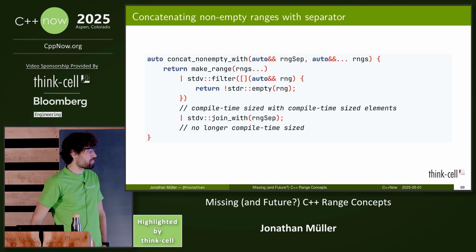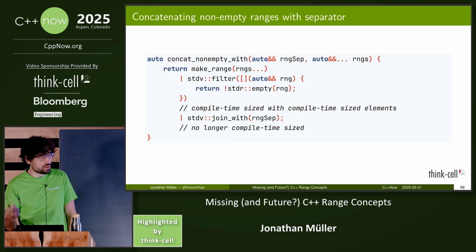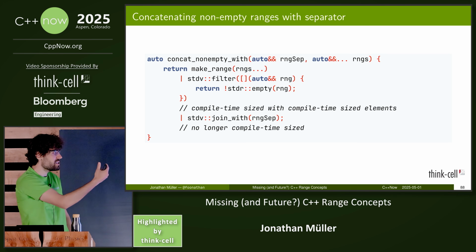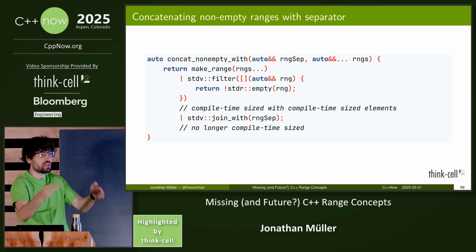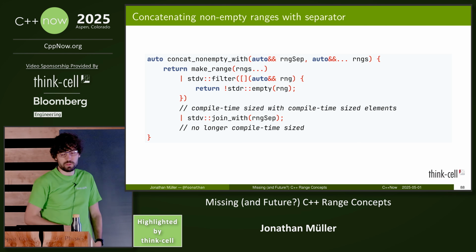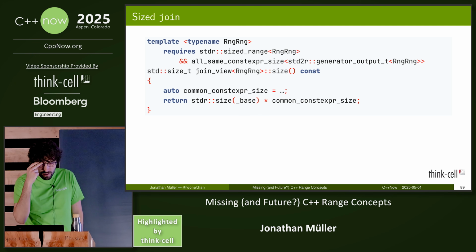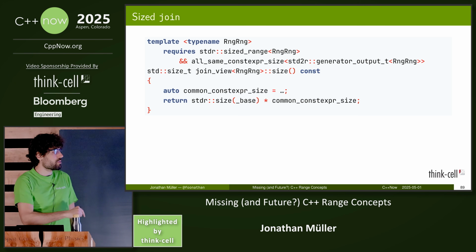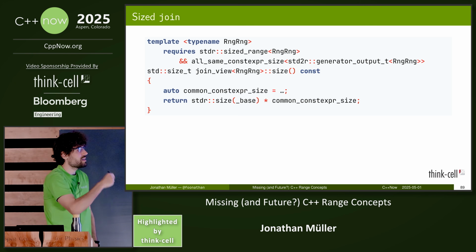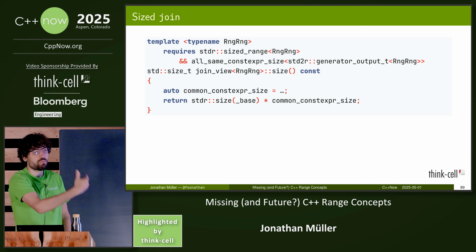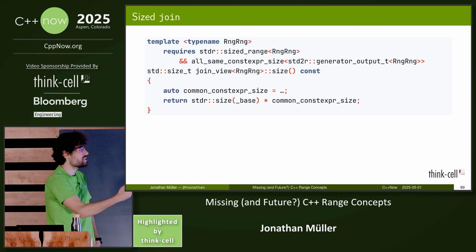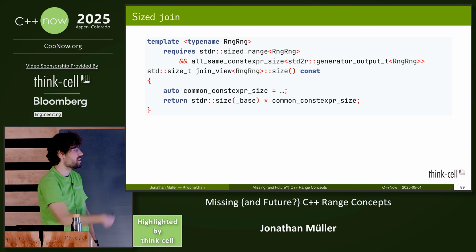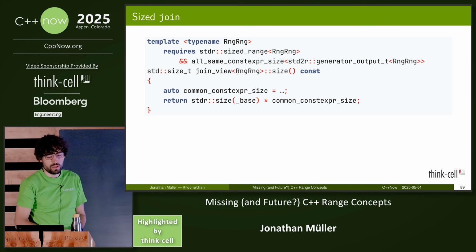So join. We're using join with, but we actually implement join with in terms of join by just having an interleave one that takes the range, interleaves another range, and then we flatten that out with join. And the problem really is join. So let's focus on join. Unlike the standard, we were already able to provide join sized, provided that the outer range is sized and the inner ranges all have the same compile time size. Because then the size of the join view is just the size of the outer range times that same size of the element. This is an O(1) thing, it just works.